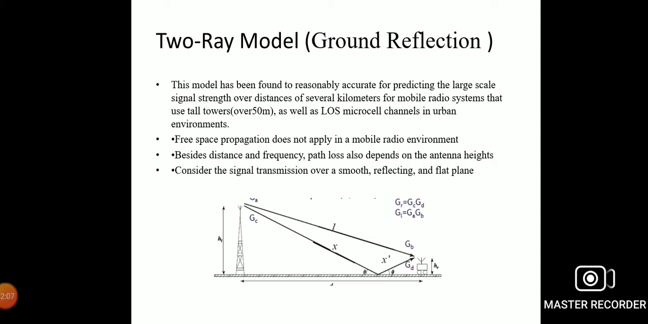In this case, E naught is the free space field at a distance of D naught from the transmitting antenna. Then the E field would be given as E of d comma t is equal to E naught D naught divided by d into the cos of omega c into t minus d divided by c.